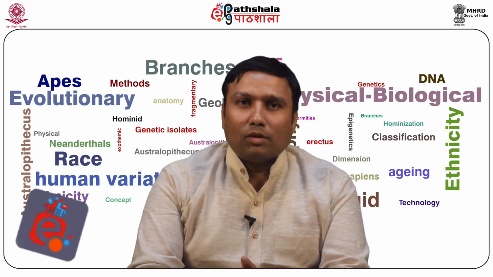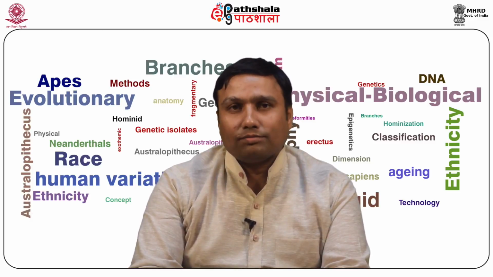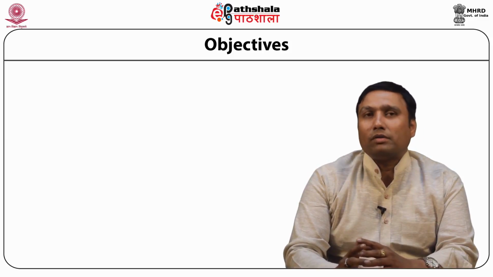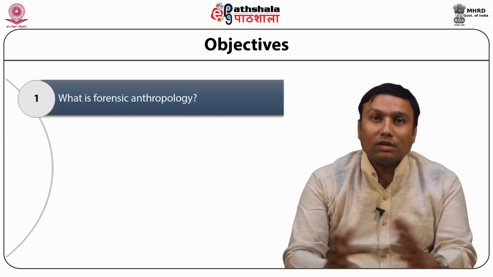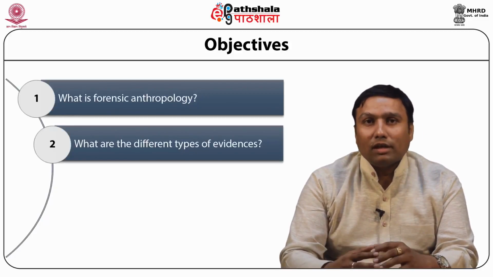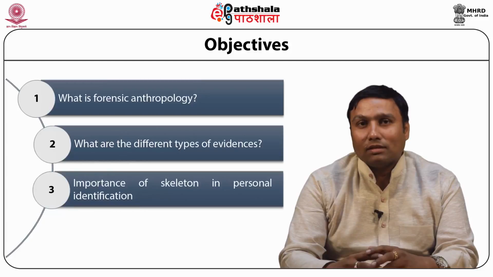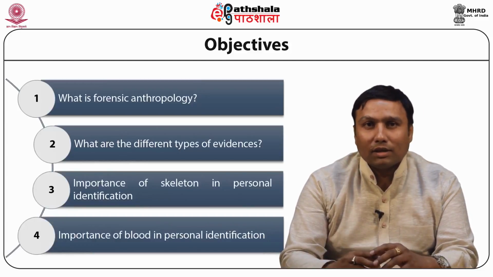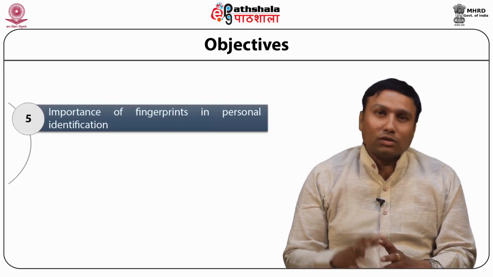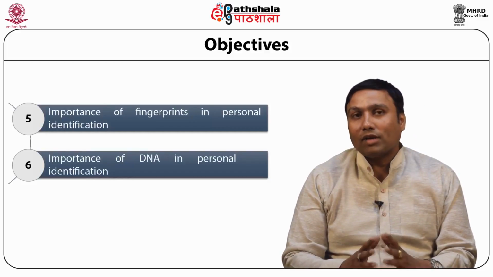Today we are going to discuss a module entitled Forensic Anthropology under the paper Physical and Biological Anthropology. Before starting this module, let me give you the important points that we are going to discuss. What is forensic anthropology? What are the different types of evidence related to skeletal explanations? The importance of the skeleton in personal identification, the importance of blood in personal identification, and the role played by fingerprints in personal identification. We also try to highlight the importance of DNA in the context of personal identification.